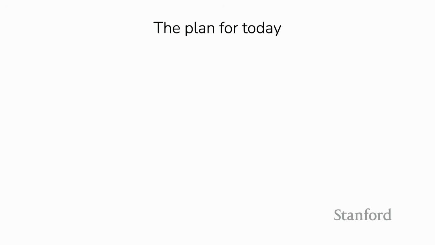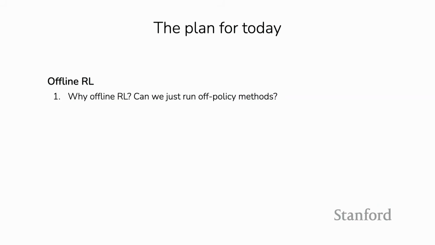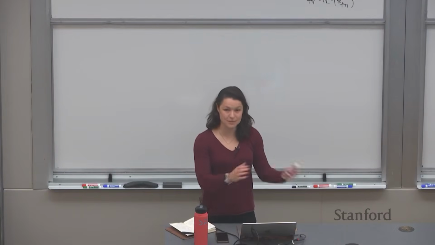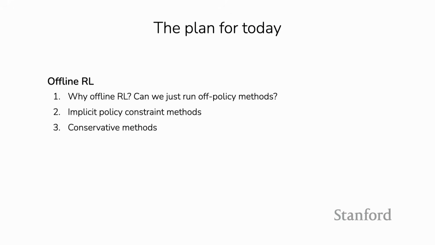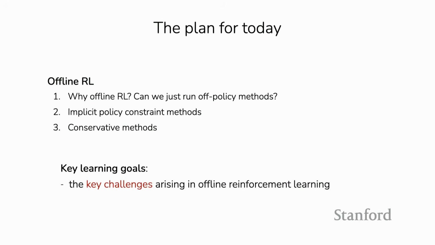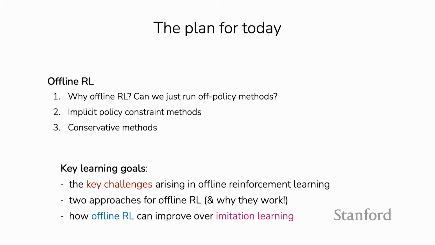Okay. So for today, we're going to be building on some of those ideas, and specifically we're going to be talking about offline reinforcement learning. And in offline reinforcement learning, we're trying to learn from a data set that was given to us, not collected by our own policy. And we'll then talk about two different classes of methods for doing offline reinforcement learning. The key things that we'll try to see are, first, the key challenge that arises in offline RL. Second, two different approaches for offline RL and why they work. And lastly, how offline reinforcement learning can improve over just imitation learning, which is another way to learn from offline data sets.